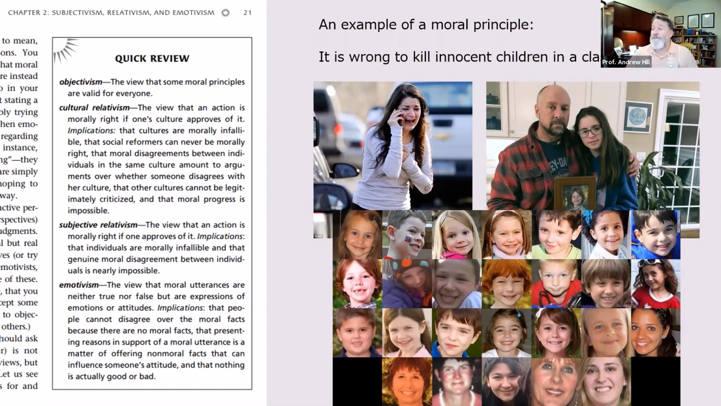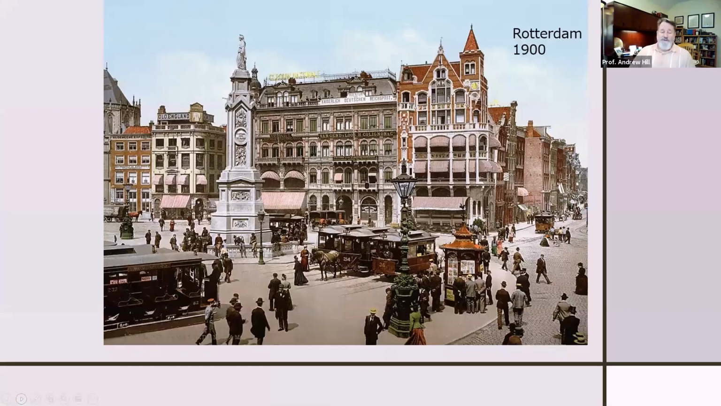But here's the thing. Let's keep going. Let's back up for a minute. Let me show you a picture and say maybe there is a set of circumstances. Here's the picture. This is the city of Rotterdam. It's in the Netherlands, in Europe. And this is a picture from the turn of the century, 1900, a bustling, busy, beautiful old city.